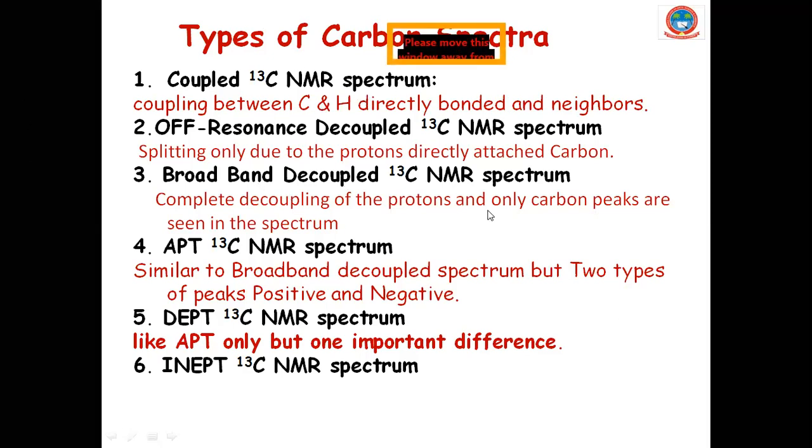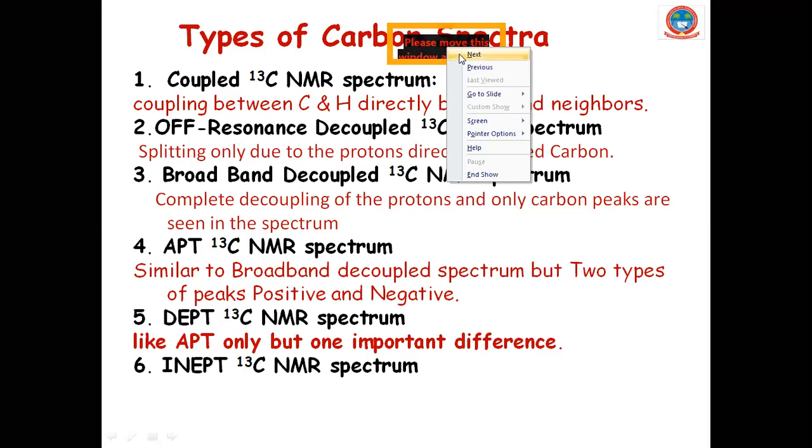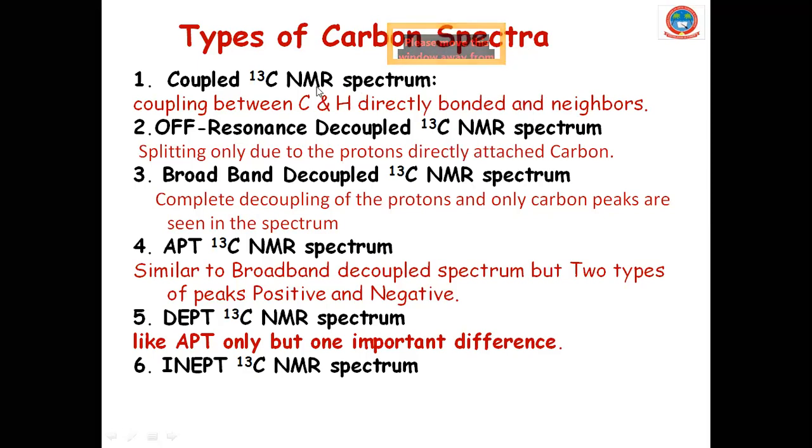There are six types of spectrum we can get from the NMR instrument. Completely coupled means the carbon will couple or split with the directly attached protons and neighboring protons. Another is off-resonance decoupled carbon spectrum. In this, the long-range coupling is removed, and only the couplings between carbon and hydrogens directly attached to the carbon remain, meaning CH, CH2, CH3, only three types. Broadband decoupled means all the coupling, both long-range and directly bonded hydrogen coupling, is avoided, and we get singlets. Only carbon peaks appear as singlets in the spectrum.